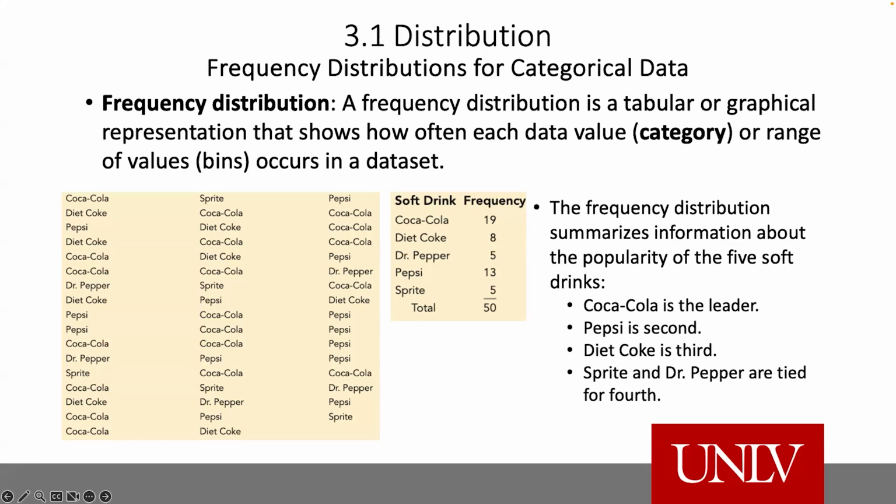And in business analytics, this isn't just about pretty tables. It's about actionable insights. So if Coca-Cola is your top seller, you might focus marketing there. And if Pepsi is close behind, you make sure that the shelves stay stocked. And if Dr. Pepper is struggling, maybe you run a promotion or rethink its shelf space altogether. So this is the power of the frequency distribution, turning raw data into smart decisions.